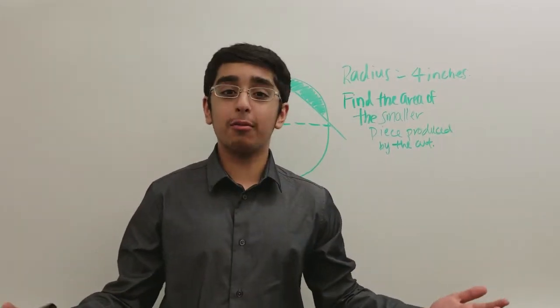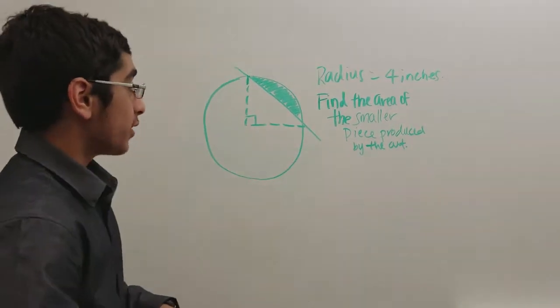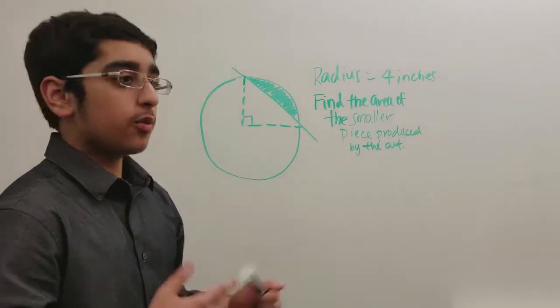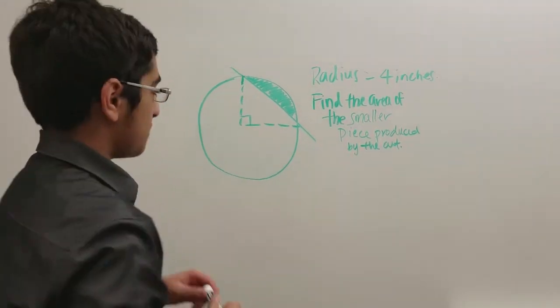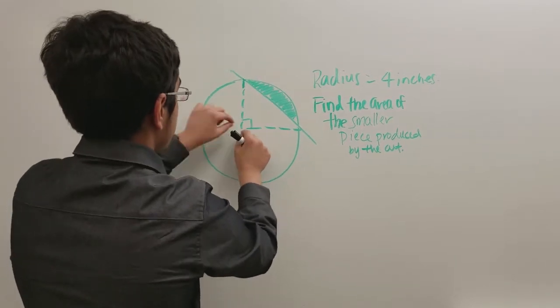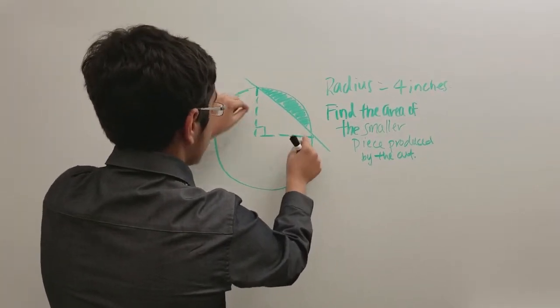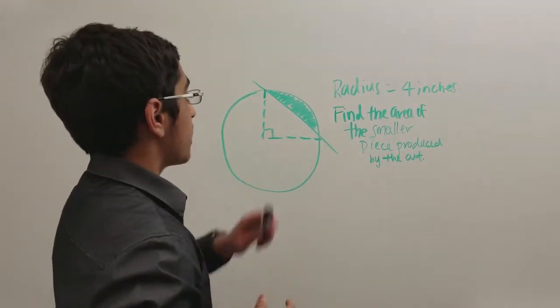Alright, now time for some problems. In this problem, we have Jerry, and he has an apple pie. The radius of his pie is 4 inches. When he's trying to cut it, his hand slips, and he produces this weird-looking shape. What we do know is that when we take the two radii from the center of the circle and connect them to the two endpoints of the shape, it produces a 90-degree angle. And our job is to find the area.